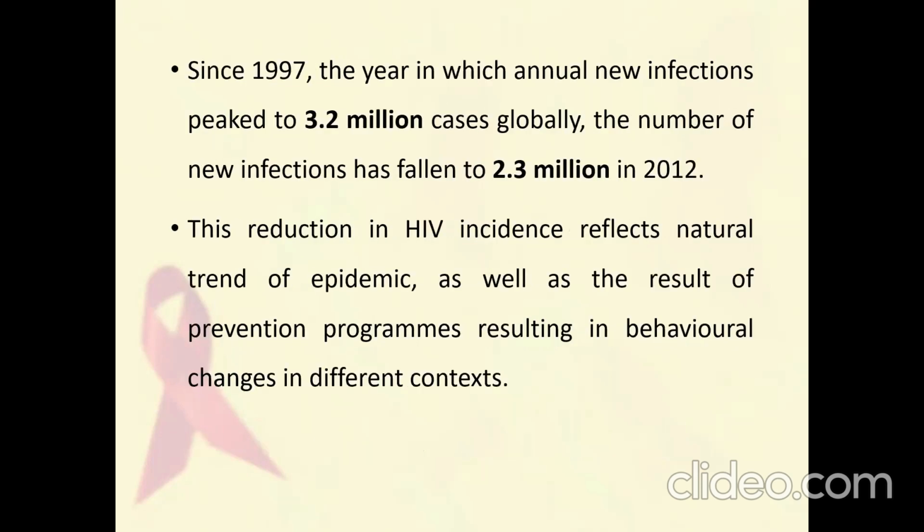Since 1997, the year in which annual new infections peaked at 3.2 million cases globally, the number of new infections has fallen to 2.3 million in 2012. This reduction in HIV incidence reflects the natural trend of the epidemic as well as the result of prevention programs, resulting in behavioral changes in different contexts.